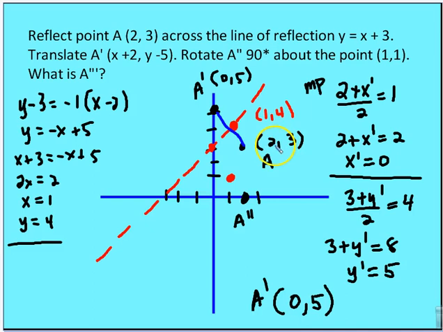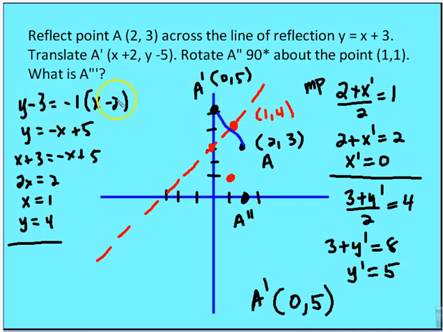All right, so we know that the line of reflection is y is equal to x plus 3. And we know that the line through A and A prime is perpendicular to that line of reflection. So we know the slope of A to A prime is going to be -1. All we need for a line is a point and a slope. So we have the slope -1, and we have a point A, which is 2, 3. So we're going to use the point-slope formula to write the equation for the line that goes through A and A prime.